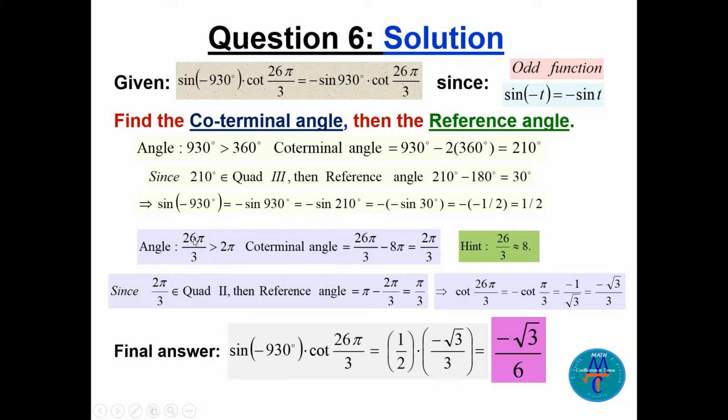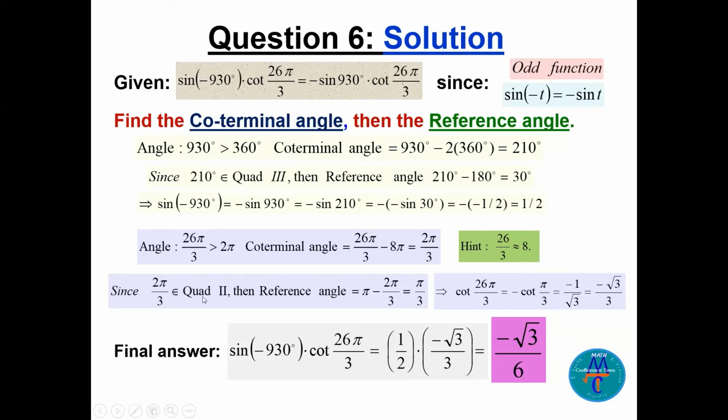Now the other angle, 26 pi over 3, is greater than 2 pi. So we can subtract a multiple of 2 pi. So we subtract 8 pi here. To get 8 pi, we divide 26 by 3 mentally, and very quickly it will be 8 point something. So I can subtract 8 pi. So it will be 2 pi over 3.